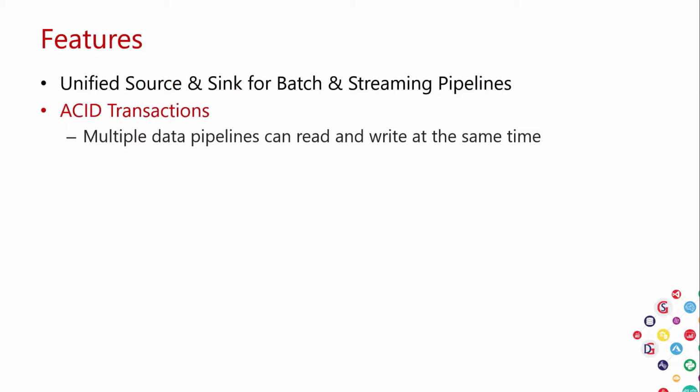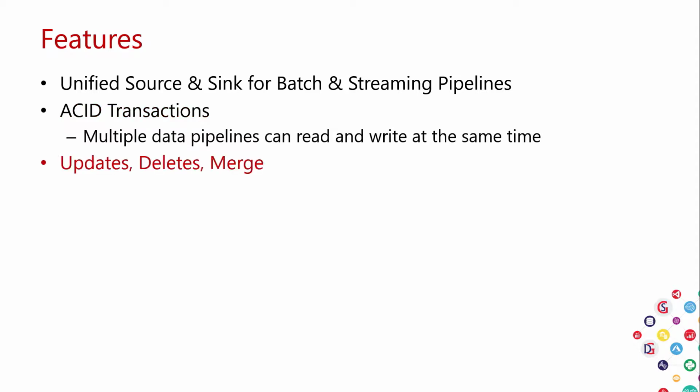Along with that, it also provides ACID guarantees. This means that you get a fully consistent view of the data. So let's say the streaming pipeline is writing the data and the batch pipeline wants to read the data. The batch pipeline will still get a consistent view of the data. This is because Delta Lake provides us with ACID guarantees on top of the data lake. So if there are multiple pipelines, as I said, reading and writing at the same time, they will get a consistent view of the data.